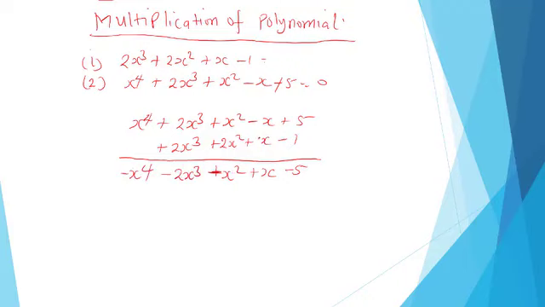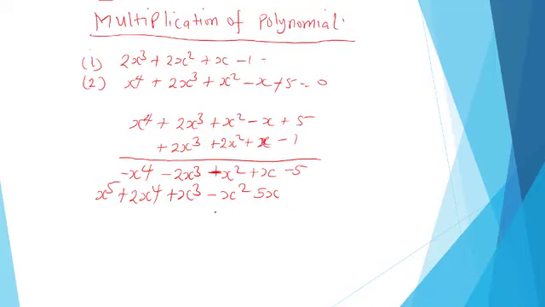Now you do for the second one. x times 5 is 5x. You place it where you have x. x times minus x is minus x squared. Now x times x^2 is x^3. You put it down here, plus x^3. x times 2x^3 is 2x^4, plus 2x^4. Then x times x^4 will give you x^5, plus x^5.